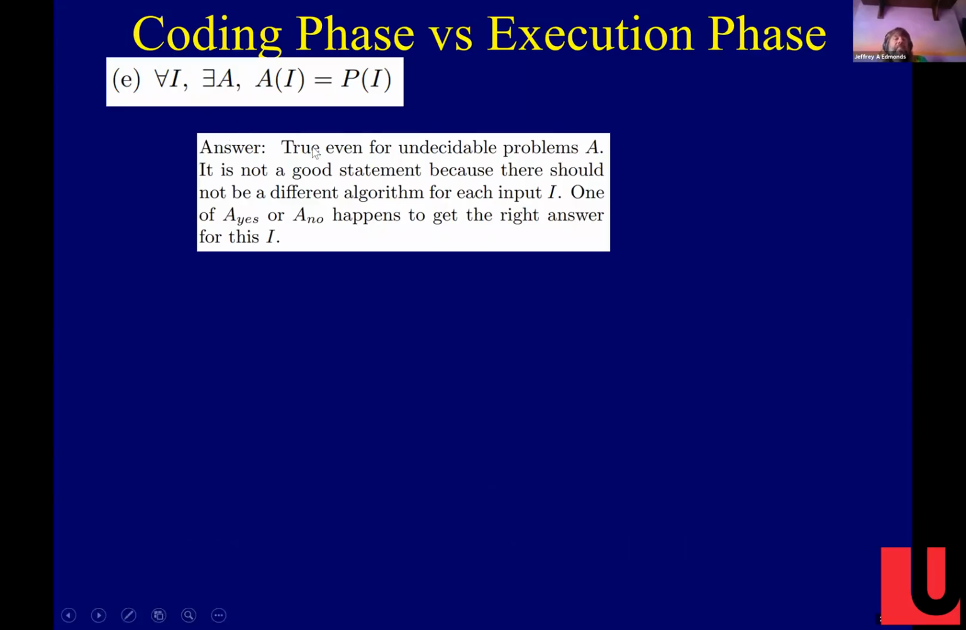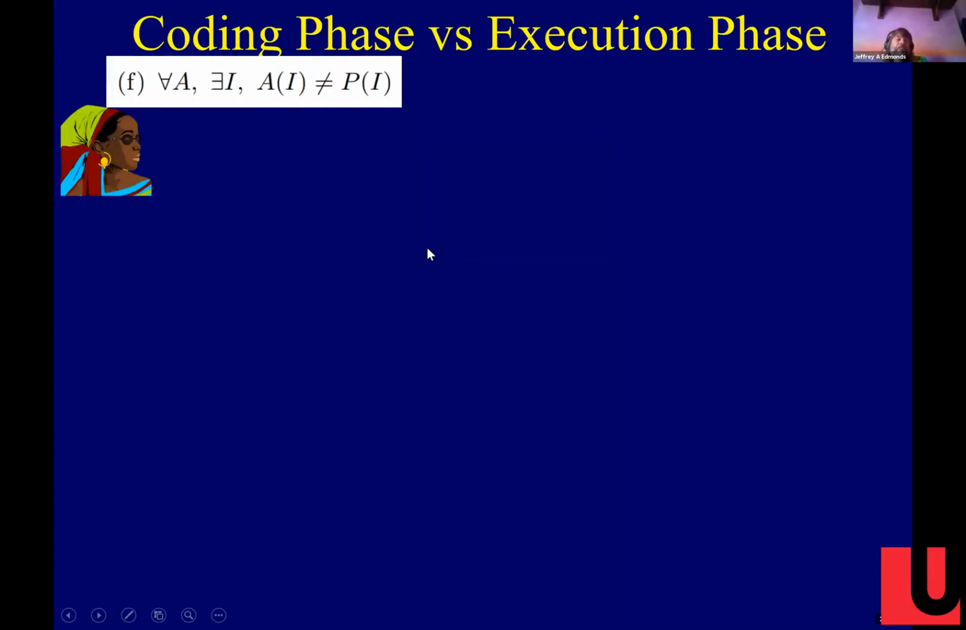So what does this say? This says it's true, even for undecidable algorithms, right? It's not a good statement because there should be a different algorithm for each input. Here's an algorithm that always says yes, here's an algorithm that always says no, and one of them gives you the right answer for this input. All right, what does this say? For every algorithm, there exists an input. This is what we did before, right? But now we're saying that doesn't solve the problem.